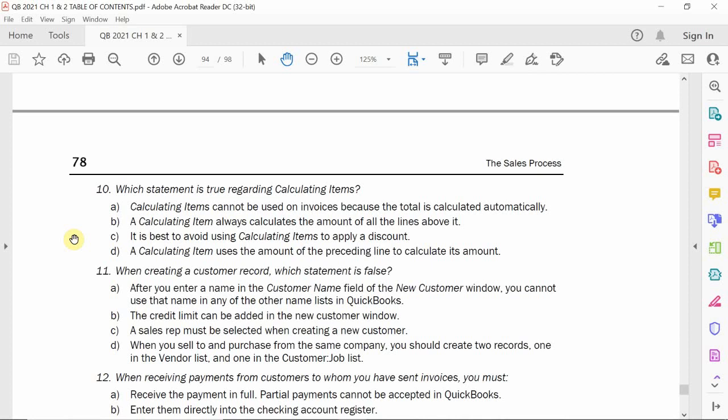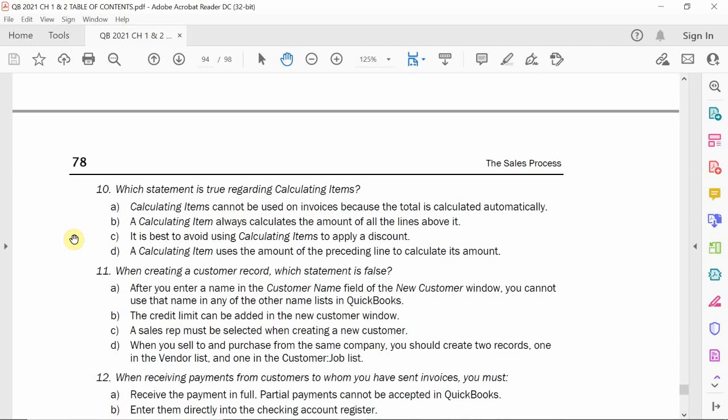That is B. B as in boy. A calculating item always calculates the amount of all line items above. Just the one. It's just one. So which one's that one?